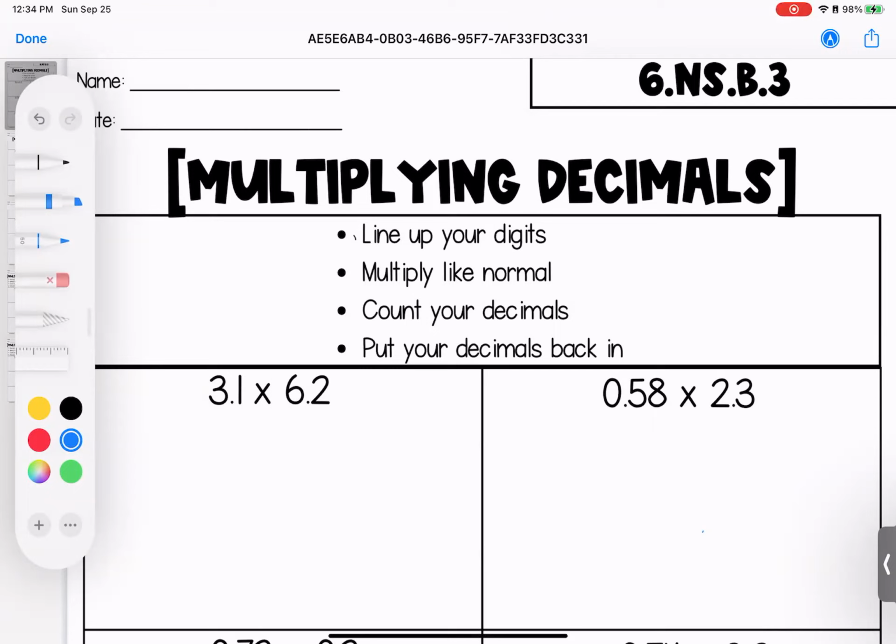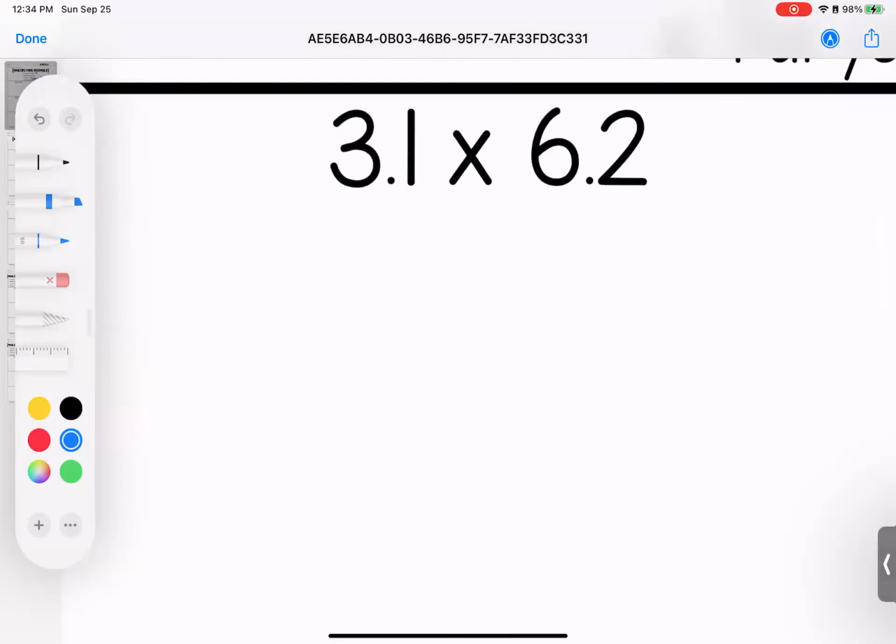But for multiplying decimals, line up your digits, not your decimals. We're going to count them and we're going to throw them to the side, multiply like normal, and then make sure we're putting our decimals in starting at the back.